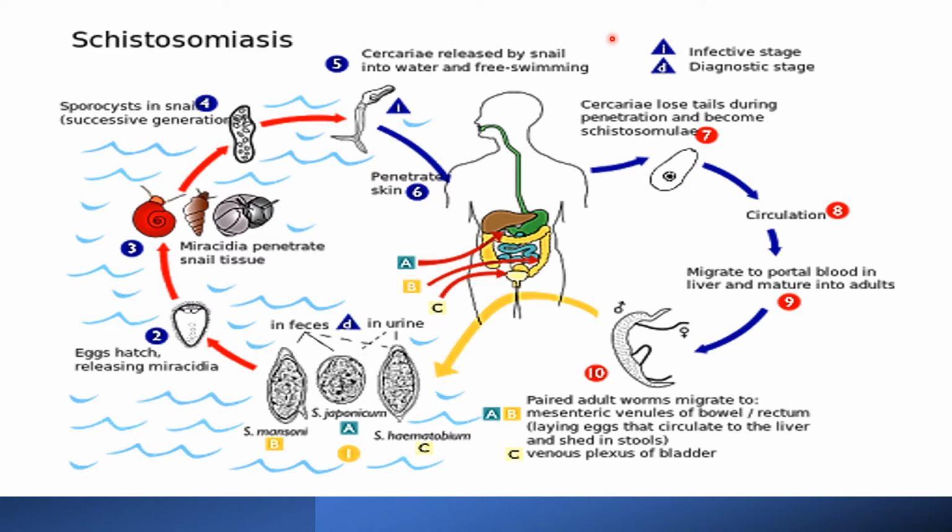So fully embryonated eggs will be passed in the stool or in the urine. On reaching water, the eggs hatch, liberating miracidia, and the miracidia will penetrate the intermediate host and develop to form cercariae later on. The cercaria-infested water will then allow the cercariae to penetrate the human host again.